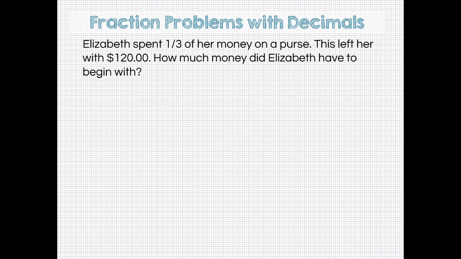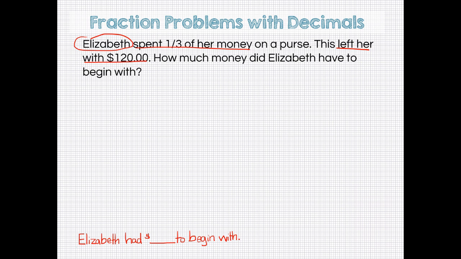This is the last problem. Elizabeth spent 1/3 of her money on a purse. This left her with $120. How much money did Elizabeth have to begin with? Of course, we'll start with our sentence statement. It's easy to forget. Elizabeth had blank dollars to begin with. Next, we'll identify the important information. Elizabeth spent 1/3 of her money and she had $120 left.